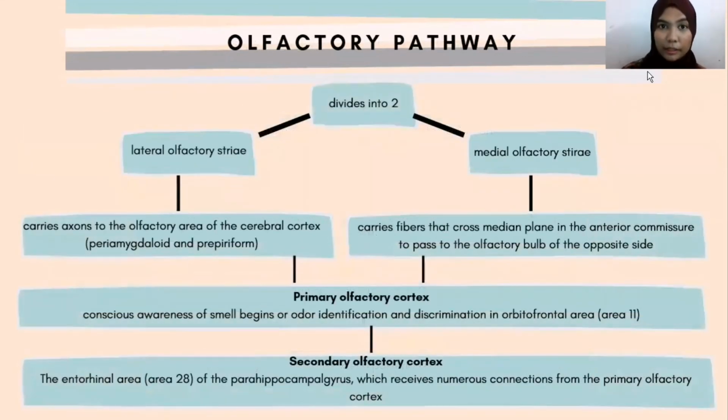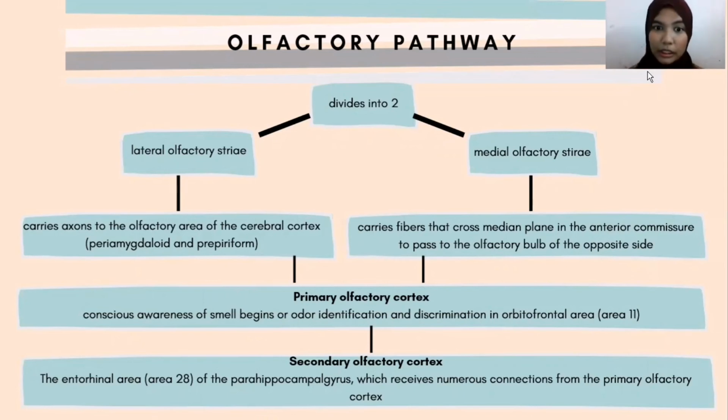When they reach the olfactory tract, they will be divided into two. First, there will be the lateral olfactory stria and the medial olfactory stria. Each carries different roles. First, the lateral one will carry axons to the olfactory area of the cerebral cortex, which is called periamygdaloid and piriform. Meanwhile, the medial one will carry fibers that cross the median plane in the anterior commissure to pass to the olfactory bulb of the opposite side. They will carry to the olfactory bulb on the other side.